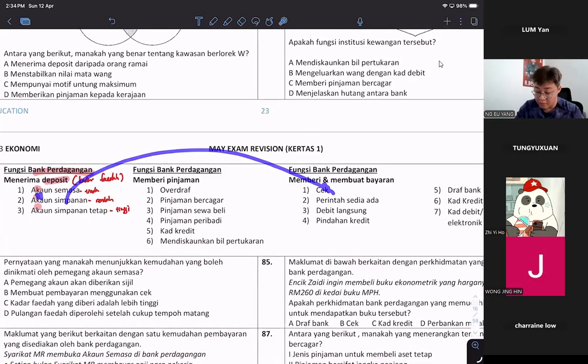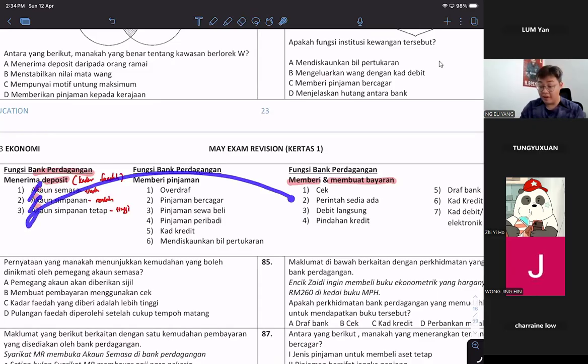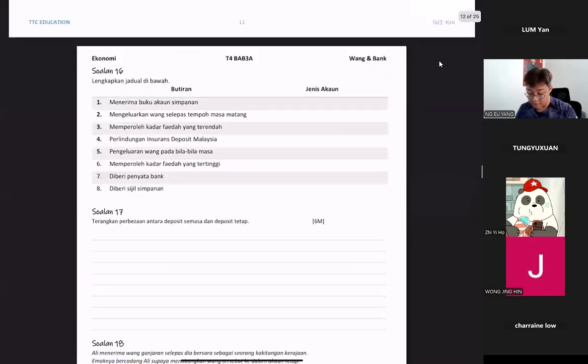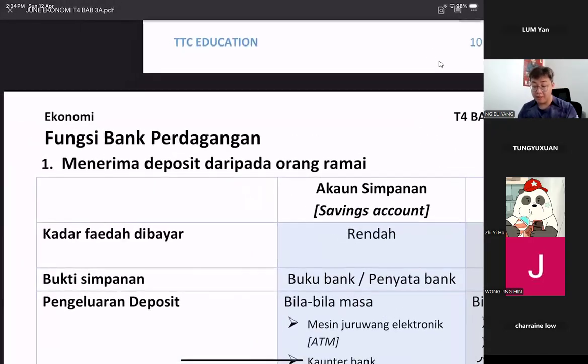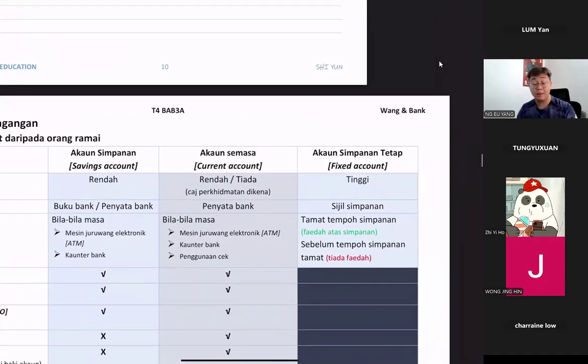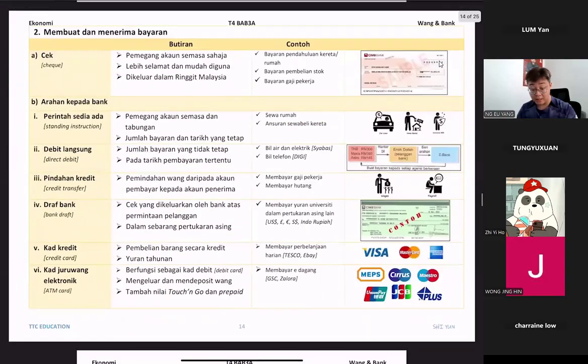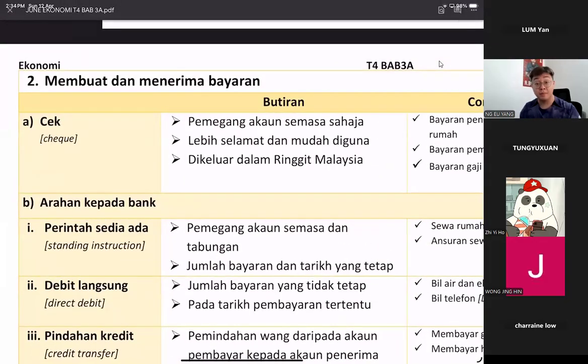So guys, go to the third one. Menerima dan membuat bayaran. It's not memberi. We are using our accounts semasa, simpanan and simpanan tetap to receive and make payment. So it's not memberi dan membuat bayaran. It's menerima dan membuat bayaran. I'll show you guys bank perdagangan. Menerima deposit daripada orang ramai is the 3 accounts, right? Account simpanan, account semasa, and then simpanan tetap. Your previous year nota last year. So next one we try to focus on membuat dan menerima bayaran.